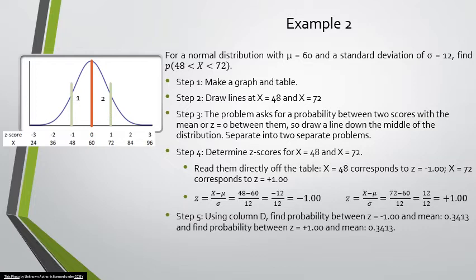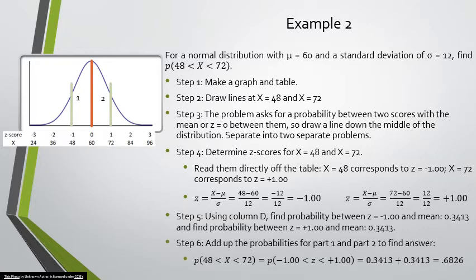So now you have the probability for both parts, and you simply add them up to find the total probability between 48 and 72. You should get 0.6826.